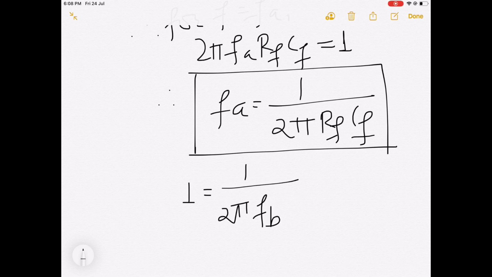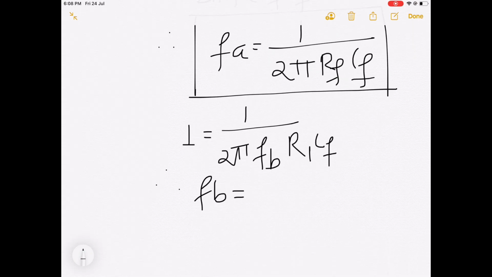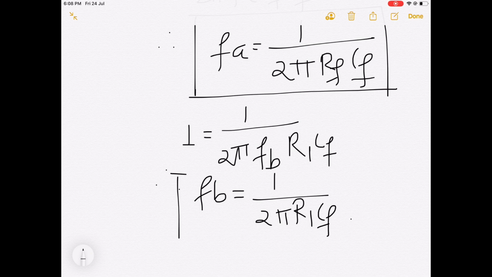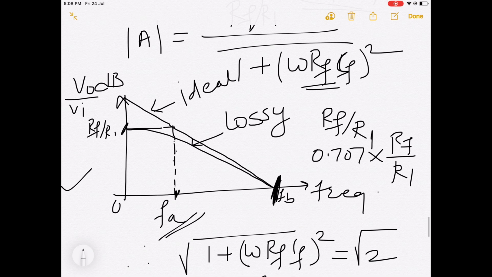At that time your frequency will become FB, 1 upon 2 pi R1 CF. Okay. Therefore, FB is equal to 1 upon 2 pi R1 CF. So, these are the two frequencies, FA at low frequency and FB. Okay, FA and FB you will get.